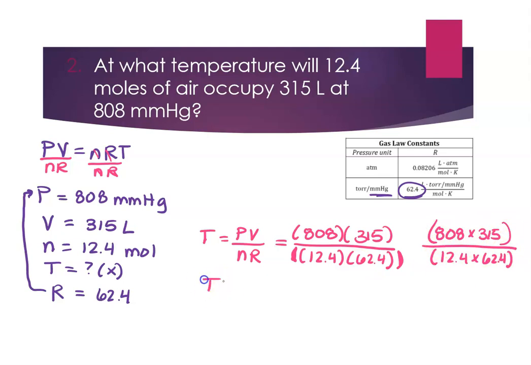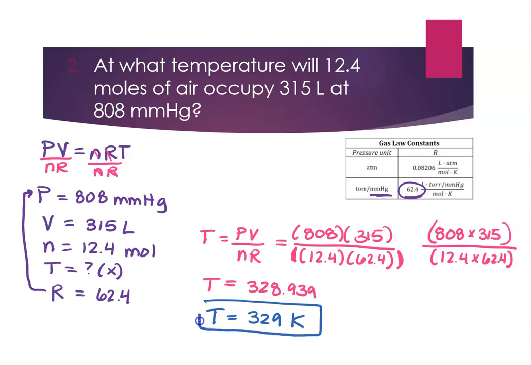And so when we do that, we get 328.939. And then our sig figs are all 3, so my answer here is going to be 329 Kelvin. This doesn't say to put it into a Celsius temperature, so we can just leave it in Kelvin. If you want to put it back into Celsius, then you have to subtract 273, which is easy enough to do.